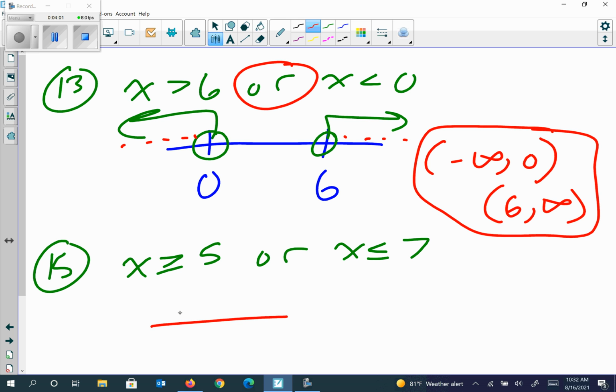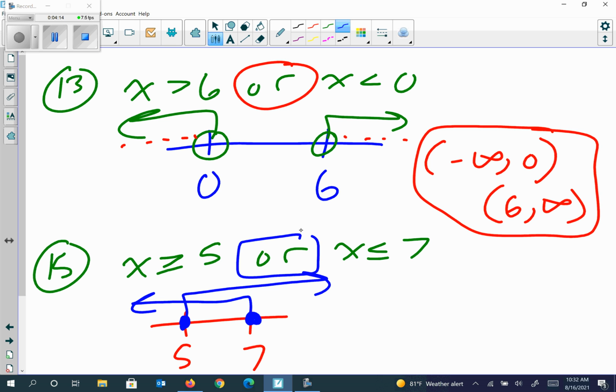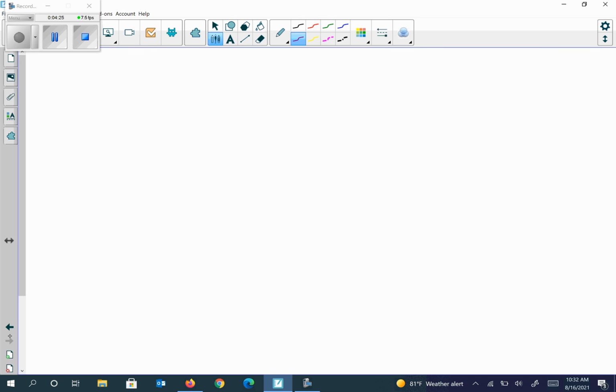But this next one, I have 5 and I have 7 on the number line. So I have a solid dot going this way. I have a solid dot going this way. Again, we're using the word or. So it's working over here, it works in between on both, and it works here. So this is going to go from negative to positive infinity. That's it.